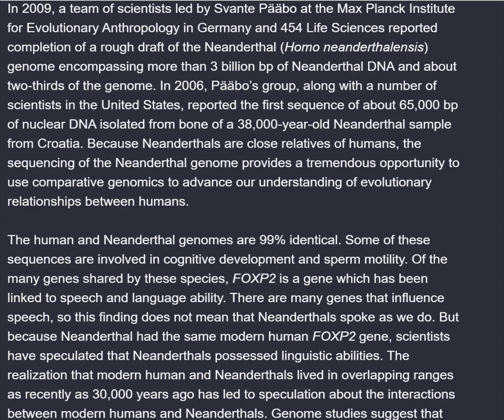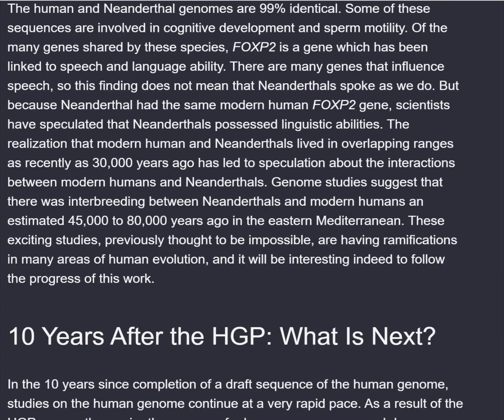Because Neanderthals are close relatives of humans, the sequencing of the Neanderthal genome provides a tremendous opportunity to use comparative genomics to advance our understanding of evolutionary relationships between humans. The human and Neanderthal genomes are 99% identical. Some of these sequences are involved in cognitive development and sperm motility.